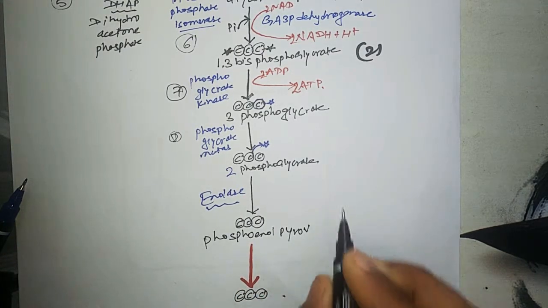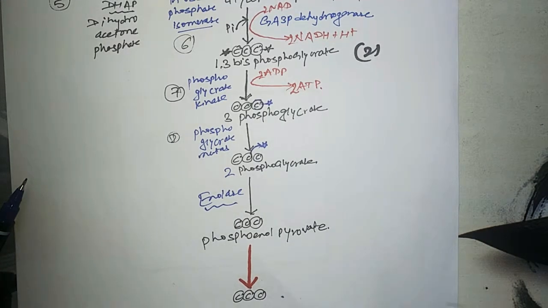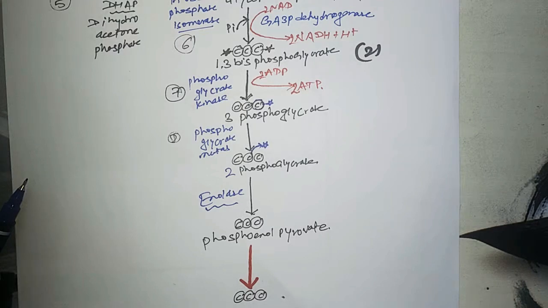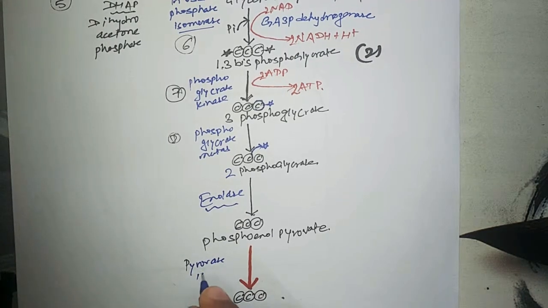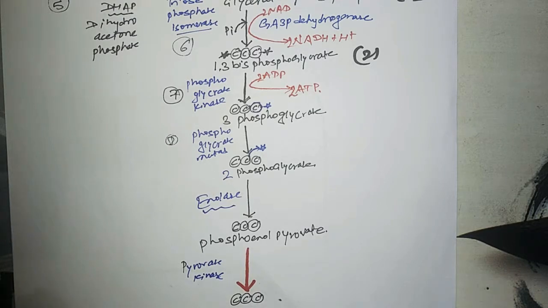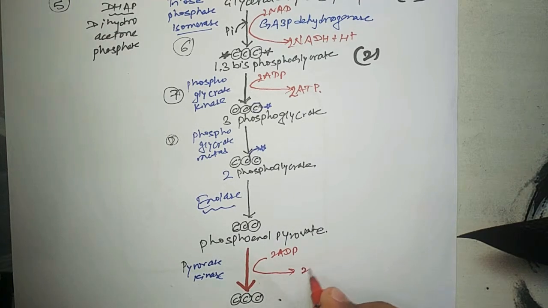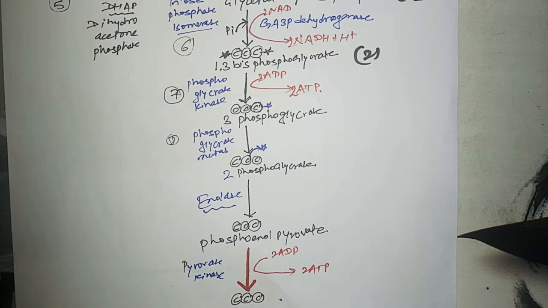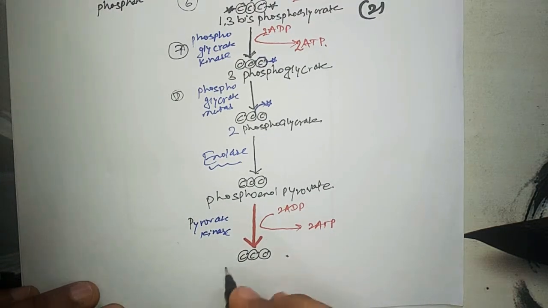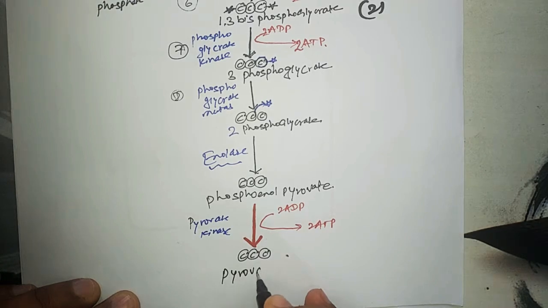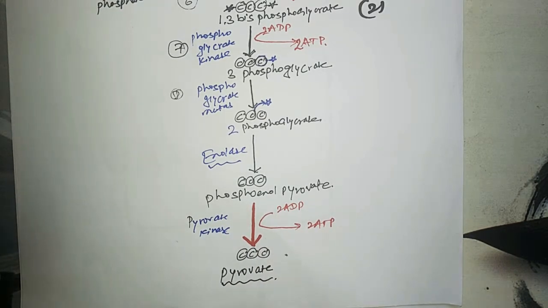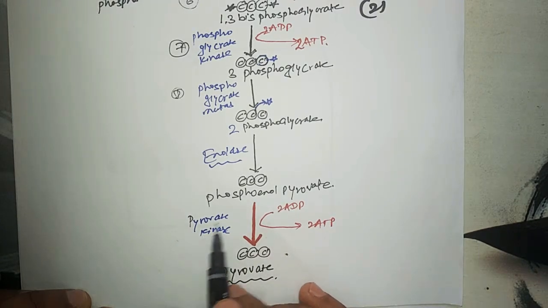Phosphoenol pyruvate. And this phosphoenol pyruvate, in the presence of a kinase enzyme, the enzyme named pyruvate kinase, is again going to phosphorylate 2 ADP into 2 ATP, and our final product of the glycolysis up to here, the pyruvate, will convert from phosphoenol pyruvate in the presence of pyruvate kinase.